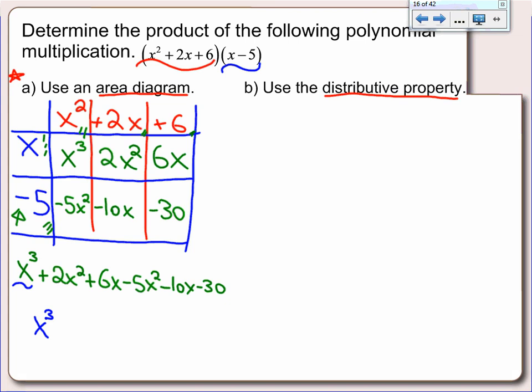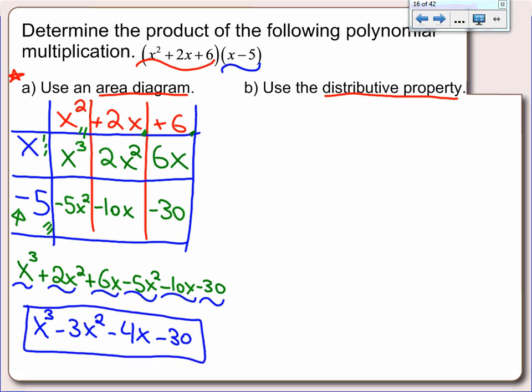X squares can go with x squares. So if we have 2x squares and we subtract 5x squares, that gives us negative 3x squares. Our 6x and our minus 10x can go together. So if you have 6 x's and you subtract 10 x's, you have negative 4 x's. And then lastly, you should write your negative 30 by itself. Remember, that's called a constant. And that is your final answer, so we box it.